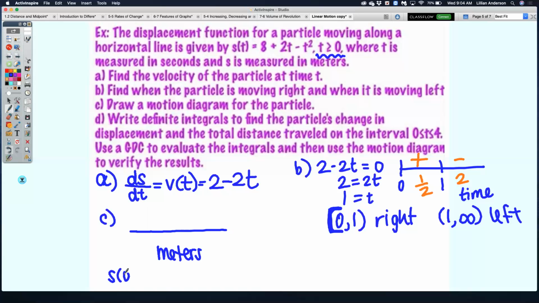So we need to find s of 0. We need to figure out where we initially started. So plug in 0 into your original function. What do you get? 8. You get 8. So at 8 meters, that is where we started. And then we moved to the right for 1 second. After 1 second, where were we now? So what is s of 1?